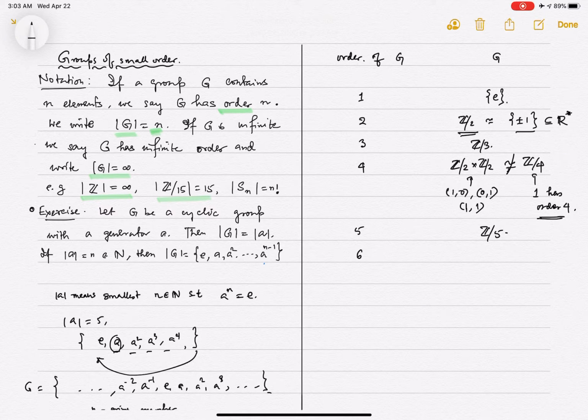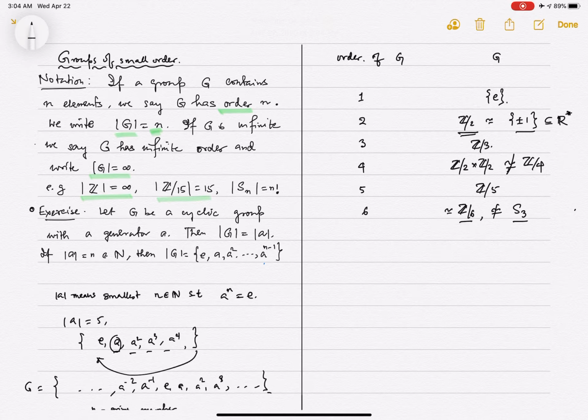Order 6 is the first time you see a non-abelian group. So 5, you only have Z mod 5. 6, you can write Z mod 6, which is abelian, and you can write, of course, S3, the permutations of 3 letters. That's also a group of order 6, and these are non-isomorphic because this one is abelian, this one is not.